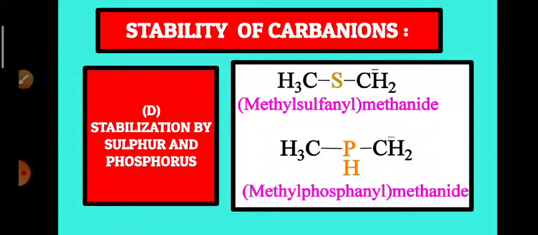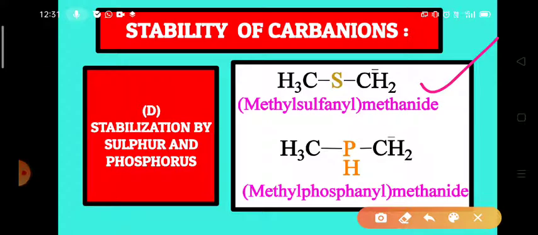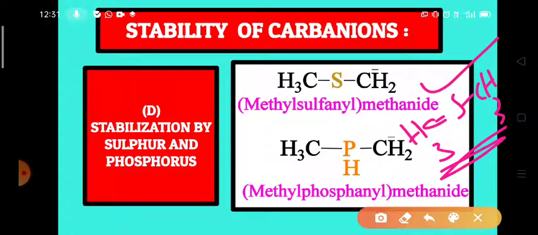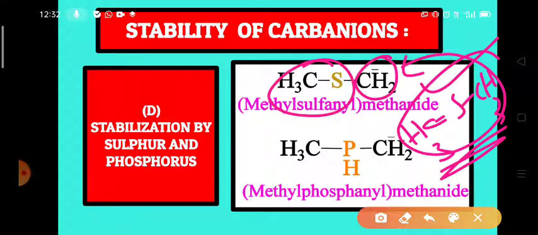Okay, here in this slide we can see two examples of carbanions that contain a sulfur and a phosphorus atom adjacent to it. Look here, this is methyl sulfonyl methanide. The molecular form of this one can be called dimethyl thioether, and its anionic form is this one, and its name is methyl sulfonyl methanide. This is methanide. This is methyl sulfonyl.